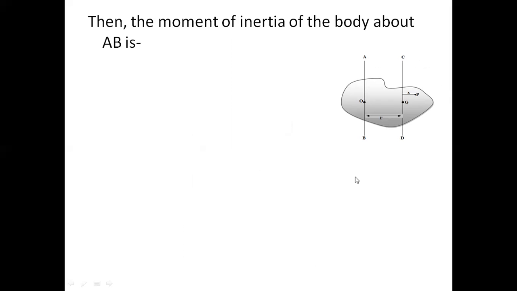For the entire body, if you want to write the moment of inertia, we have to take the sigma. That means we have to sum up all the moments of inertia for all the particles above the axis AB. Then the total moment of inertia for the entire body is equal to sigma m into (r plus x) whole square. Take this as equation 2.